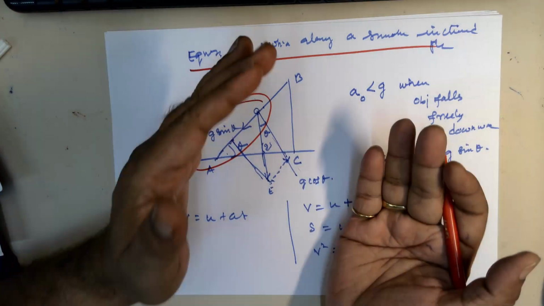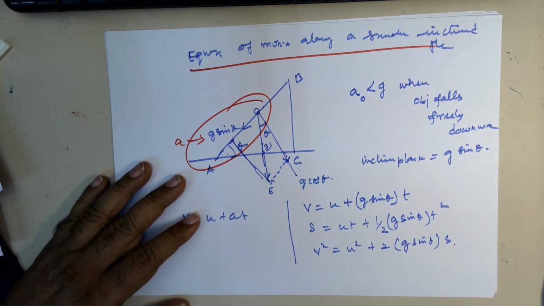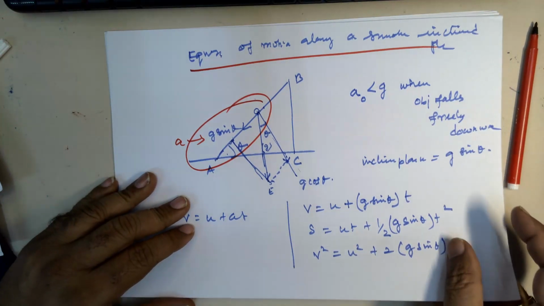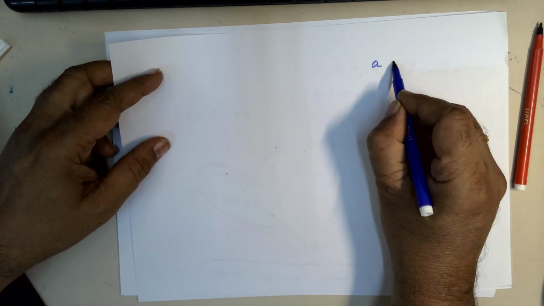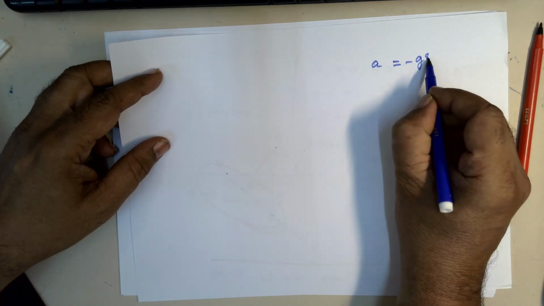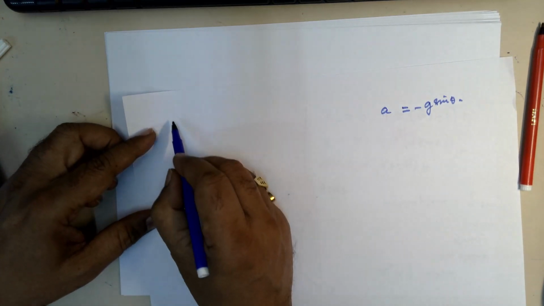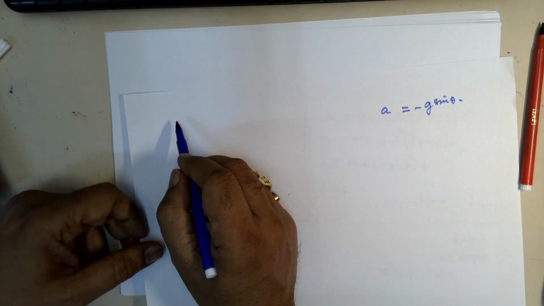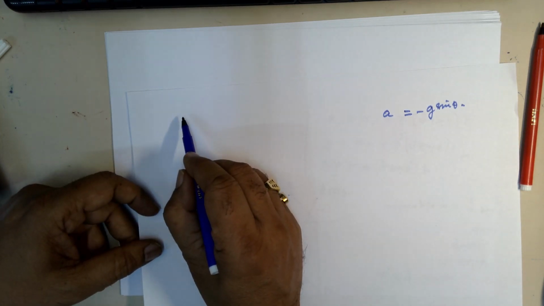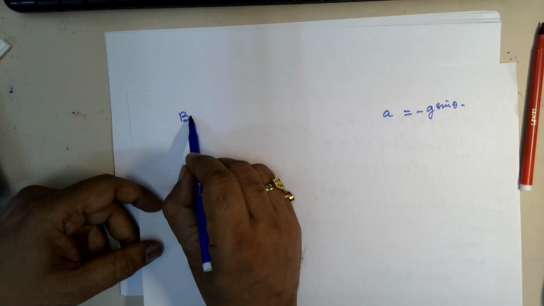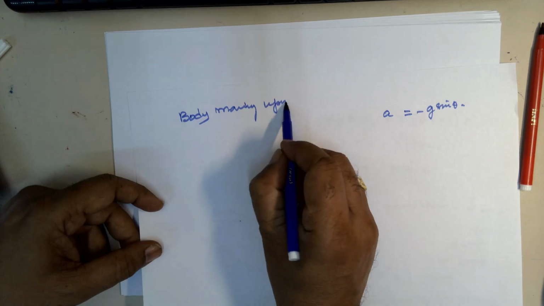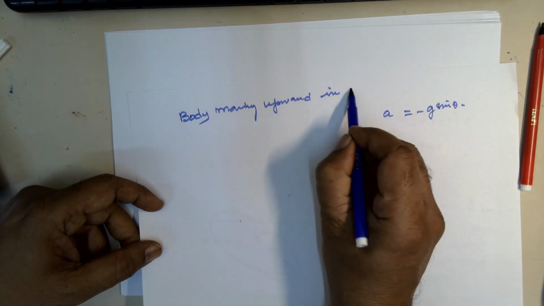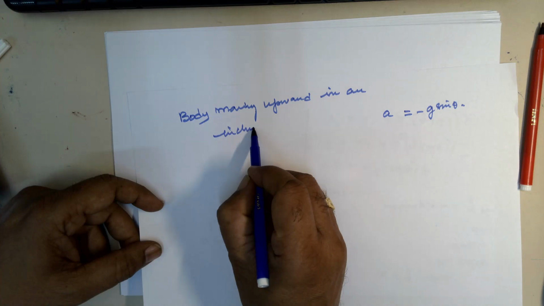Now let us make it opposite. Now it is going to climb up. In that case, how are we going to do it? We are going to introduce a minus. So here a becomes minus g sine theta. So in that case, now put down acceleration. Now we are discussing the body moving upward in an inclined plane.